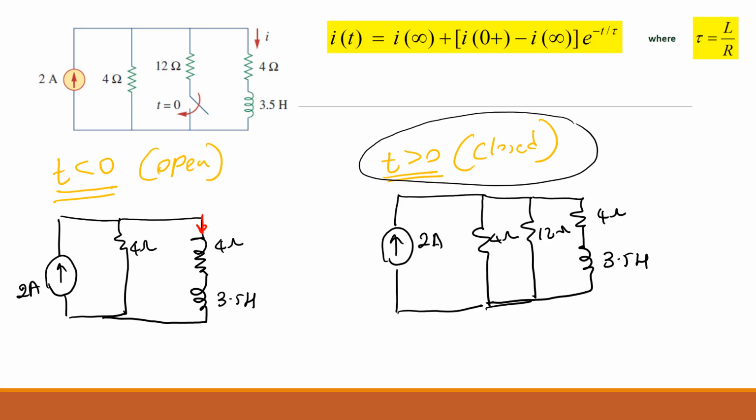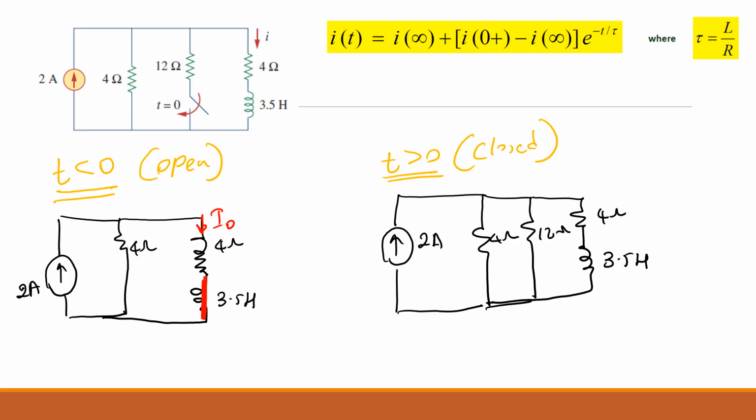Do you have the same two circuits or different? Now, the switch was open for a long time. So what is happening to the inductor here? It is a short circuit path, isn't it? If the switch was open for a long time, that means your inductor is fully charged and you can find the I naught. So how do we find the I naught?